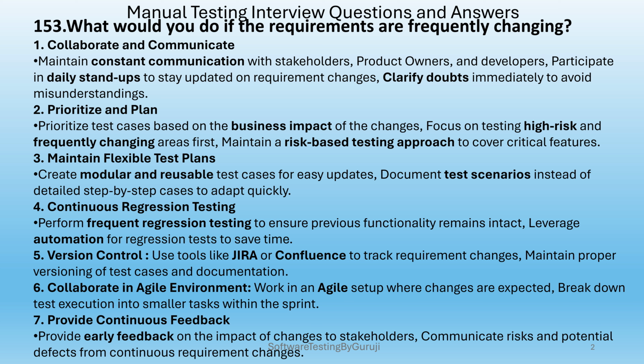Fifth, version control. Use tools like Jira or Confluence to track requirement changes. Maintain proper versioning of test cases and documentation. Sixth, collaborate in agile environment. Work in an agile setup where changes are expected. Break down test execution into smaller tasks within the sprint.